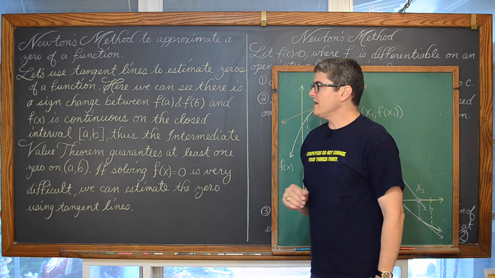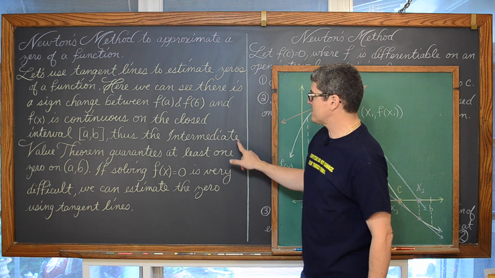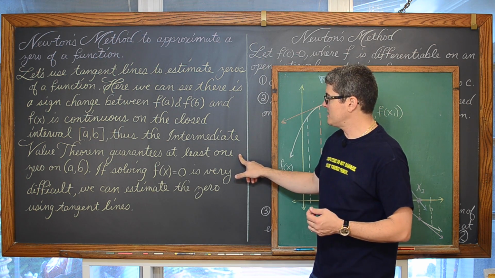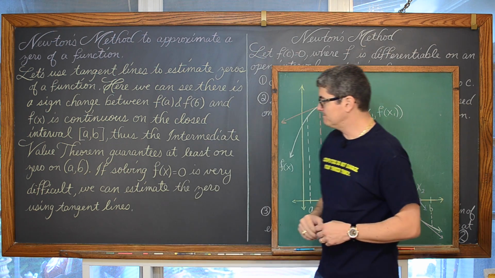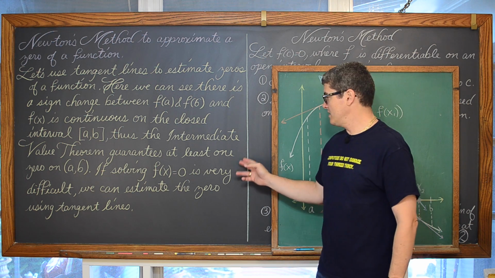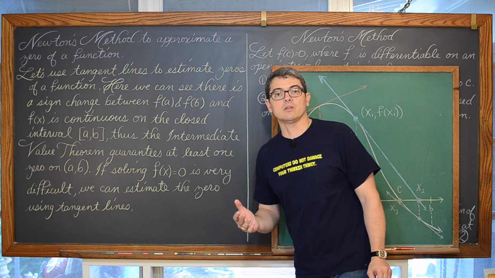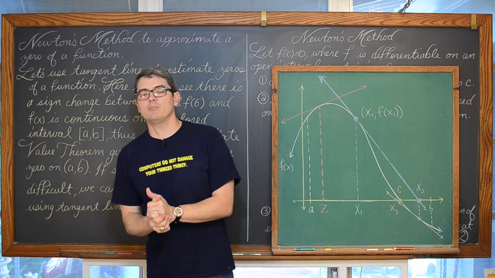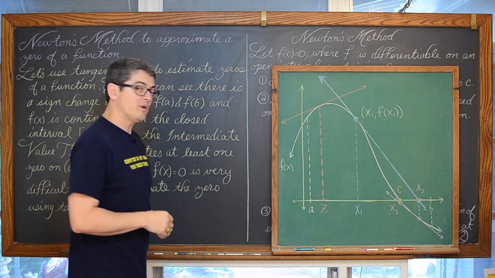And if you see that sign change, and the function is continuous on a closed interval, the intermediate value theorem is going to guarantee at least one zero on the open interval from a to b. At least one, could be more. And if solving for f of x is very difficult, we can estimate the zero using tangent lines. Well, a tangent line, what do you need to write the equation of a line? You need a point and a slope, and the slope is where the derivative comes in, of course. We know that by now.